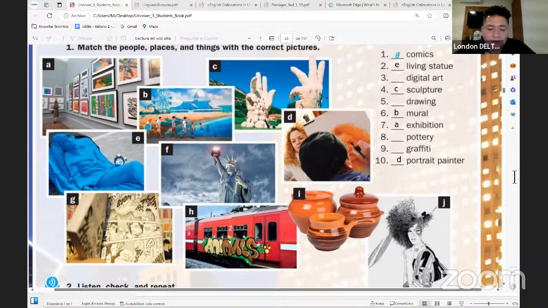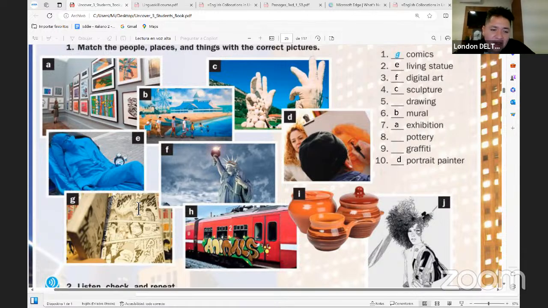Oscar, please. What do you think is letter F? Another sculpture. In this case, it's digital art. No se alcanza a apreciar, ¿no? Pero es un arte digital. Very well. So, some people can use the tablets and they paint things. In this case it's digital art. Very well. Or something made by a computer.